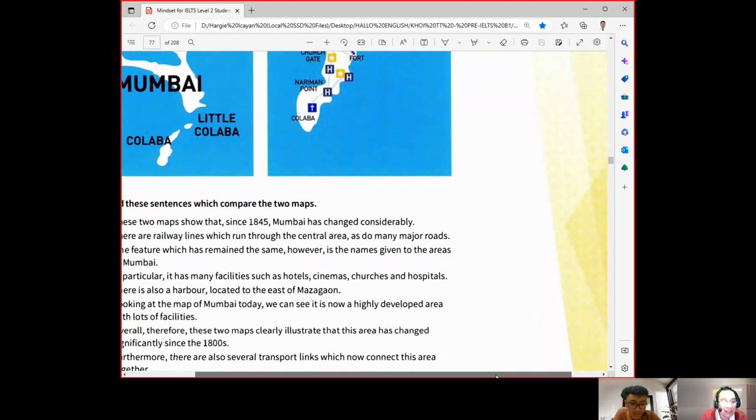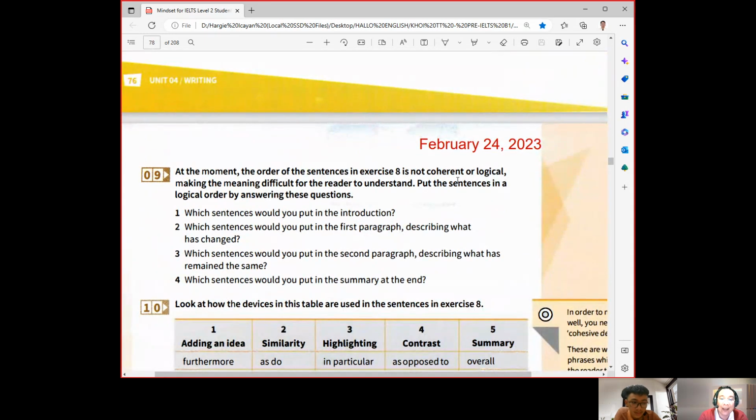Now let's go back in here. It says the order is not coherent or logical, making the meaning difficult for the reader to understand. Why is it difficult for the reader to understand? Because it's not coherent. That means it's not in a logical way. The process is not in order. So it's difficult for the reader to understand. So let's put the sentences in a logical order by answering these questions. Question number one: which sentences would you put in the introduction?